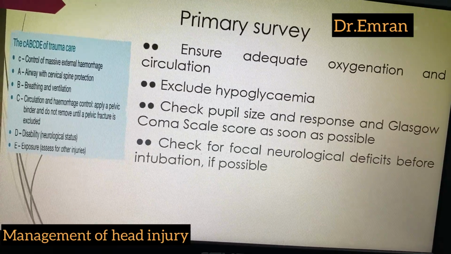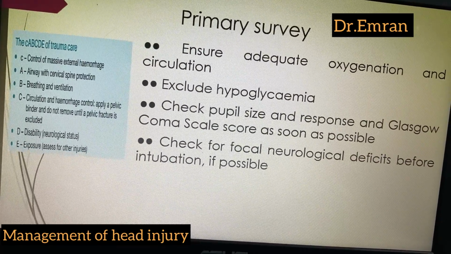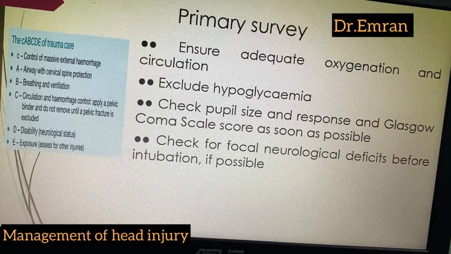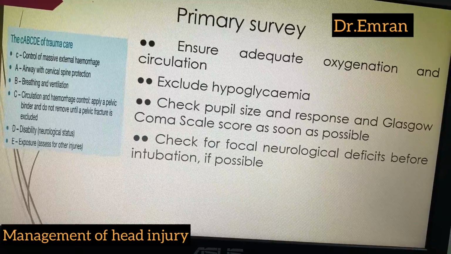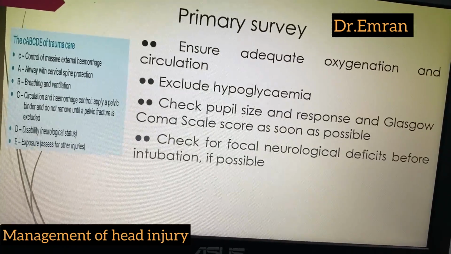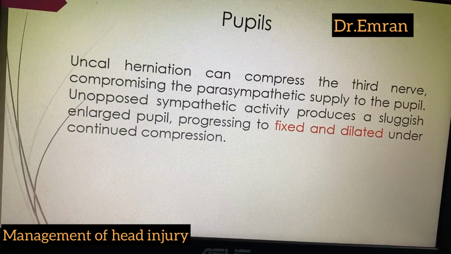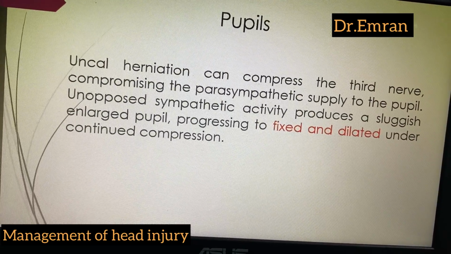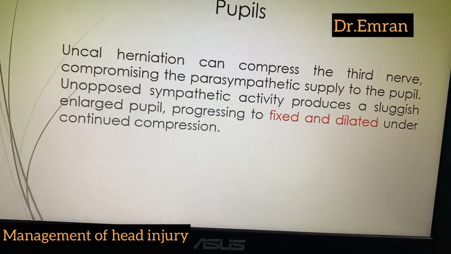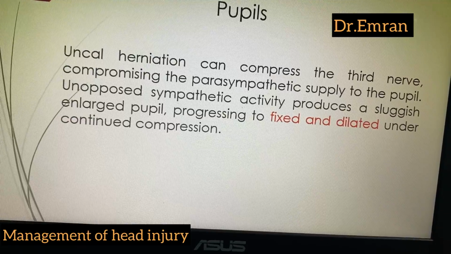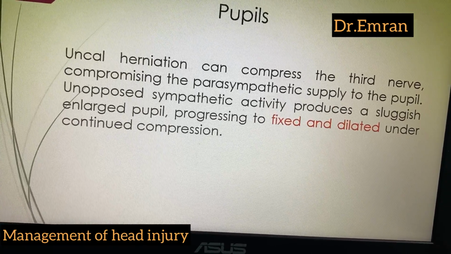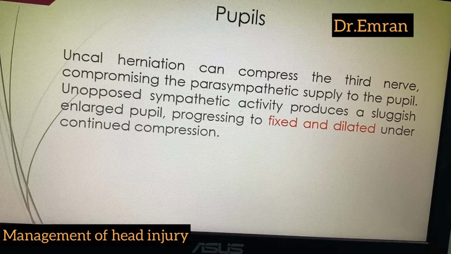And in a head injury patient, it is important to see the pupil size and response along with Glasgow Coma Scale as soon as possible, and focal neurological deficit. These are important parts in the primary survey. And the pupil will be progressively fixed and dilated, because uncal herniation can compress the third nerve comprising the parasympathetic supply to the pupil, and of course sympathetic activity produces a sluggish enlarged pupil, which leads to a progressively fixed and dilated pupil.